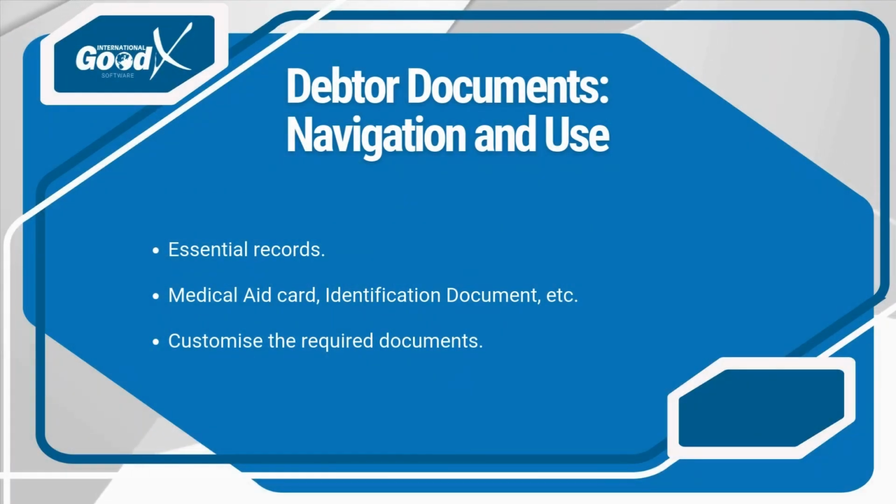Debtor documents refer to essential records stored in a debtor or patient file. These documents, crucial for the practice's records, may include items such as a medical aid card, identification document, signed terms and conditions, and consent forms. Please note that you can customize the required documents for each debtor or patient. To learn more about customizing the debtor document settings, please refer to the document settings user manual linked in this video's description.